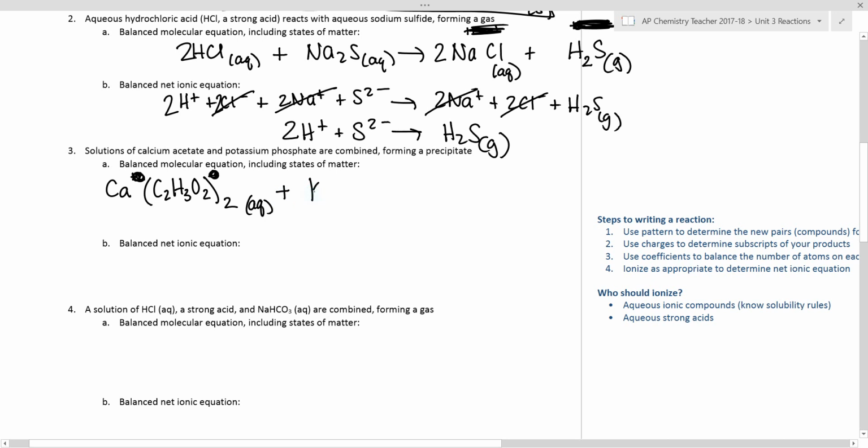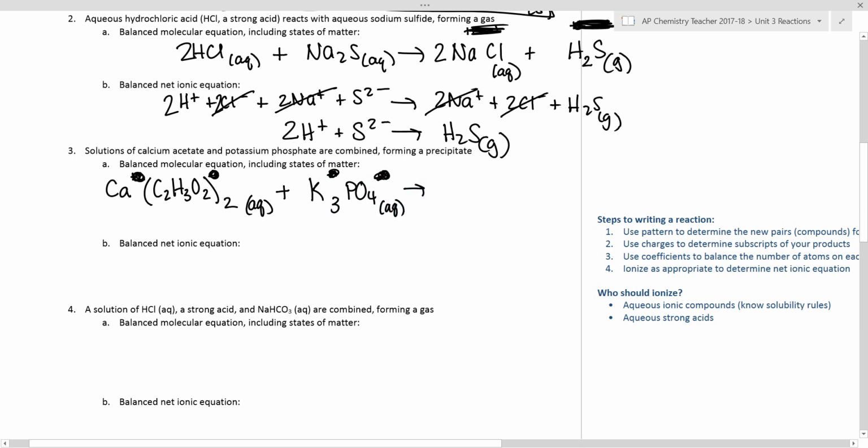Potassium phosphate. Potassium has a +1 charge. Phosphate has a -3 charge. So it's going to be K3PO4. And they also tell us that that is a solution, so I'm going to write aq. And I'm going to figure out my product.